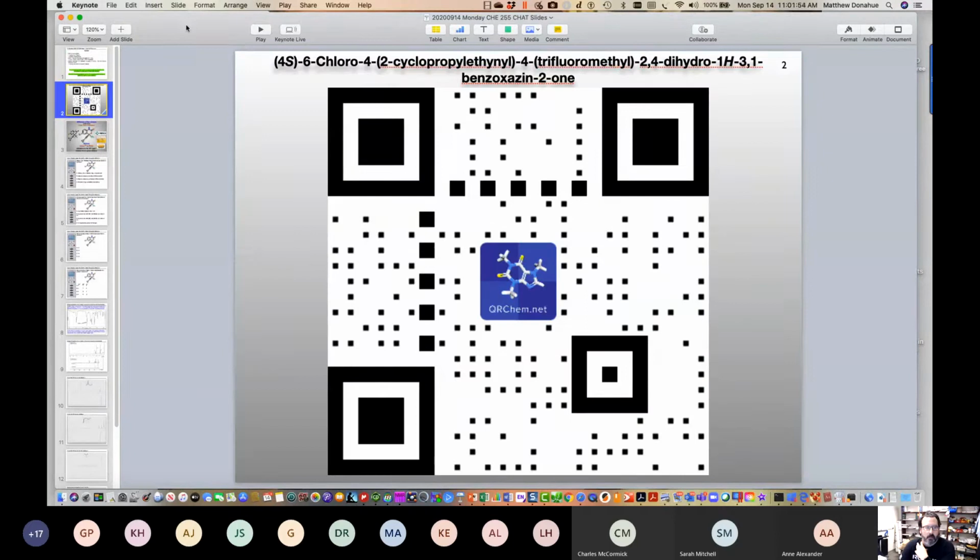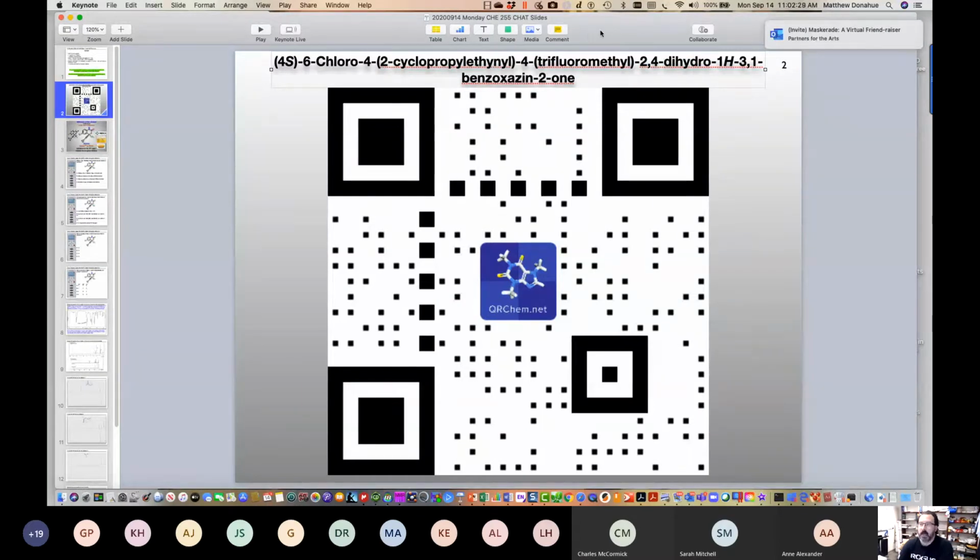So here is our molecule of the lecture, the QR code. If you want to, get your camera or tablet out and scan that QR code. It's going to bring up the molecule, which is named at the top here. So even though this name is pretty long: (4S)-6-chloro-4-(2-cyclopropylethynyl)-4-trifluoromethyl-2,4-dihydro-1H-3,1-benzoxazin-2-one.